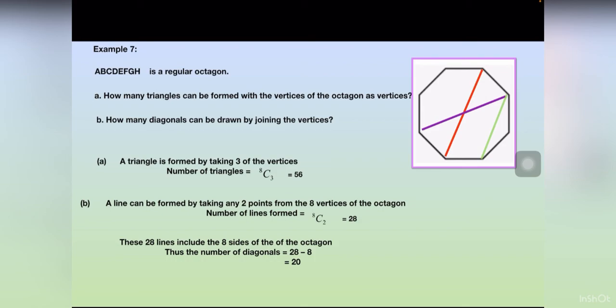Because this 28 includes the lines that lie exactly on the circumference of the octagon. These are the 8 sides of the octagon, because one side also fulfills joining two vertices and also forms a line, but it is not a diagonal because it is exactly on the circumference of the octagon. So we have to subtract this back. That's why we have 28 minus 8 equals 20 ways.